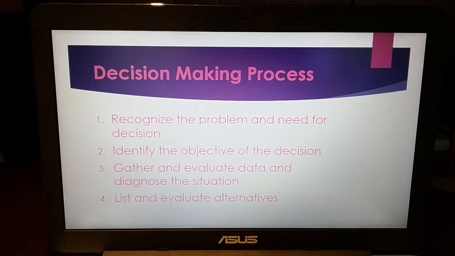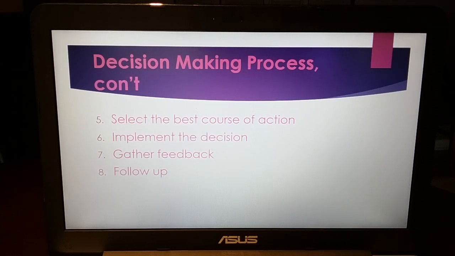You can go back to school, you can apply for schools, you can apply for jobs, you can maybe stay at ECC and get a degree in something else, in addition to business, maybe you want to study technologies or something. Anyway, so then you go through and you list and evaluate all the alternatives. Okay, after that, then you select the best course of action. You implement the decision, you gather feedback, see how it goes, and then you follow up and check on it. So that's really a very basic decision-making process.